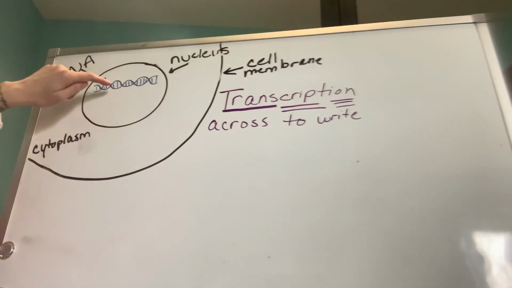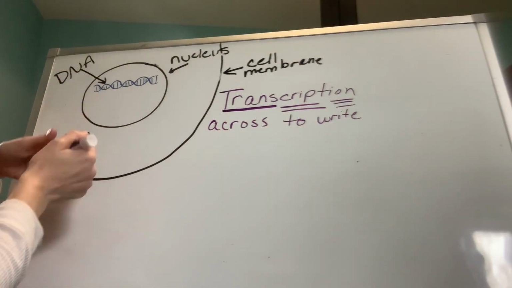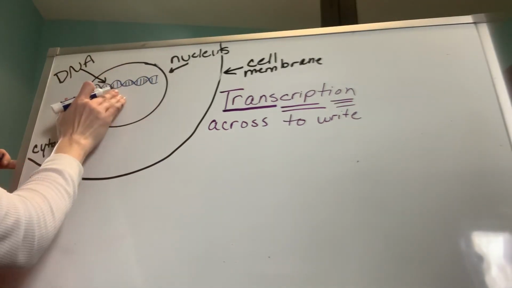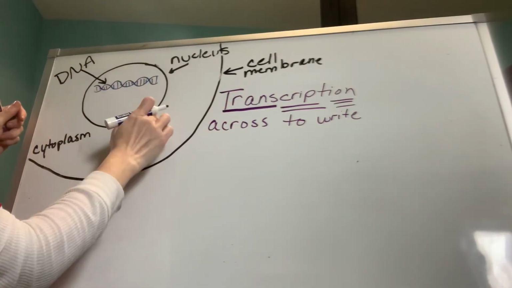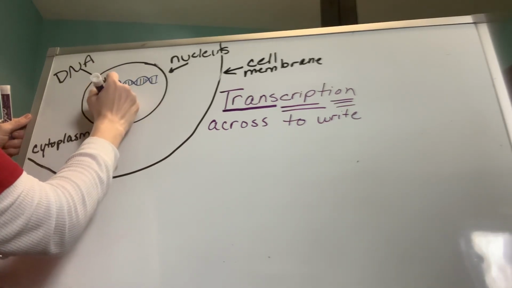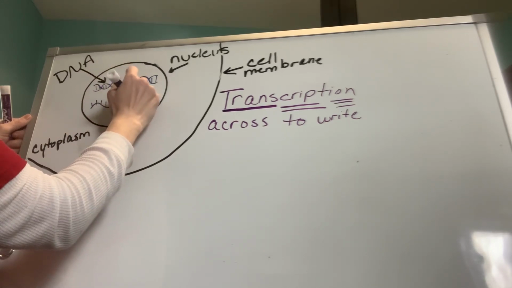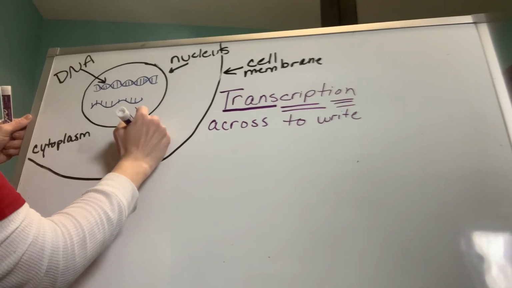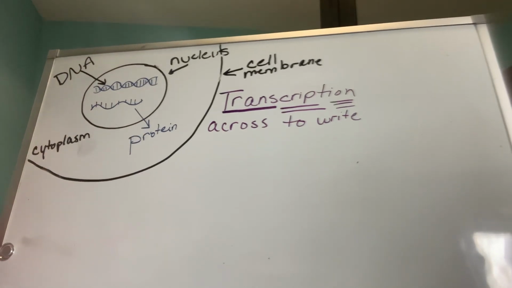Basically, we're taking the message of DNA and we're just making it small enough to exit the nucleus. So we have a message here. DNA is so large it just cannot pass through the nuclear membrane. So what it has to do is get small enough to pass through the nuclear membrane to then be able to translate that into a protein.